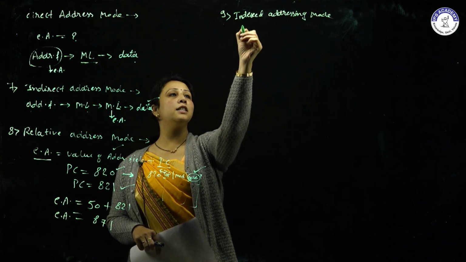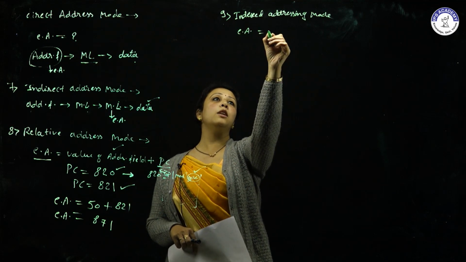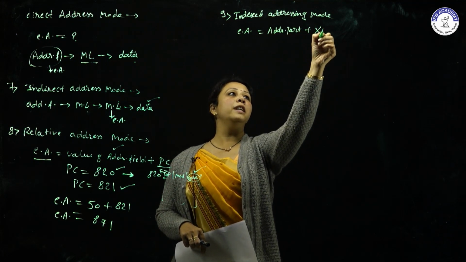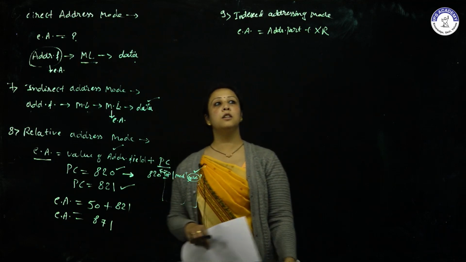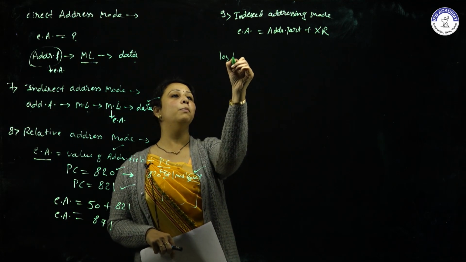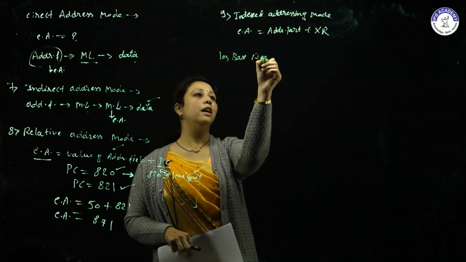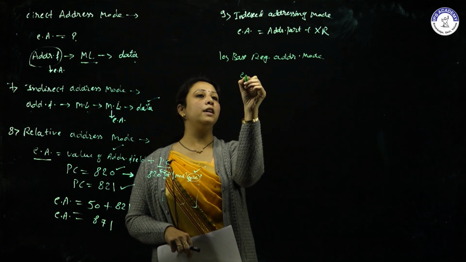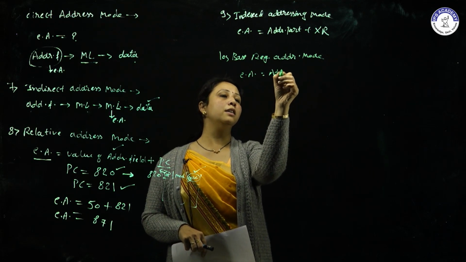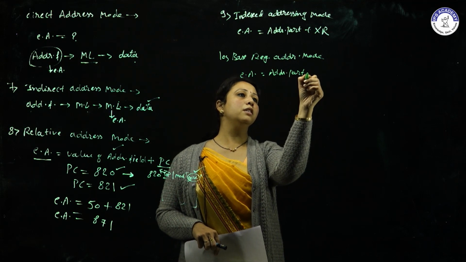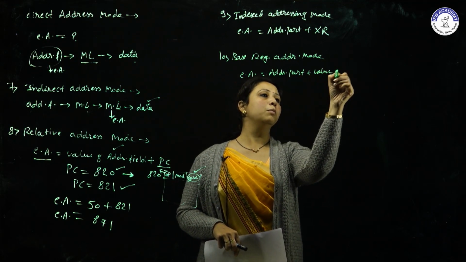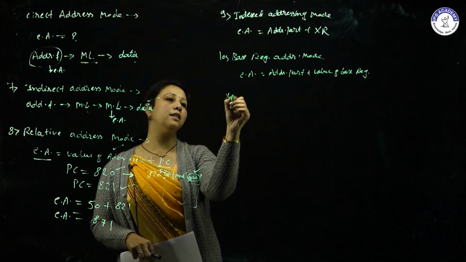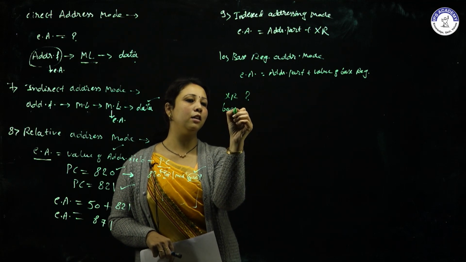The next is indexed addressing mode. In indexed addressing mode, the effective address is calculated as the value of the address part plus the value of the index register. The index register is denoted by XR. Then there is base register addressing mode, where the effective address is calculated as the address part plus the value of the base register. So what is the index register and what is the base register?